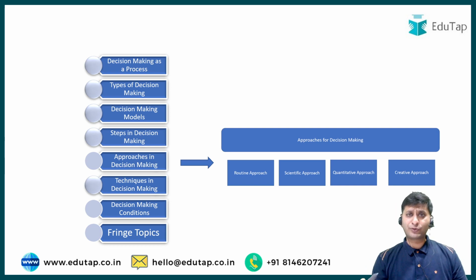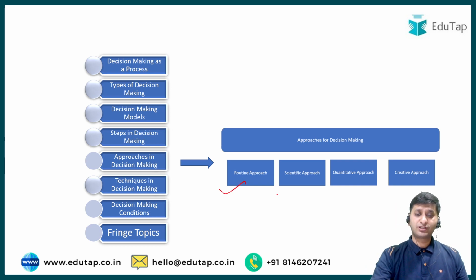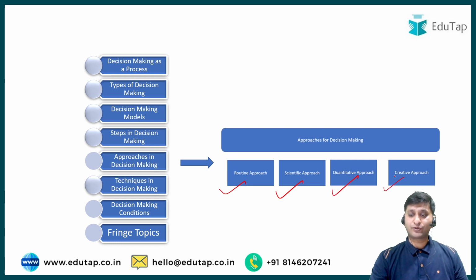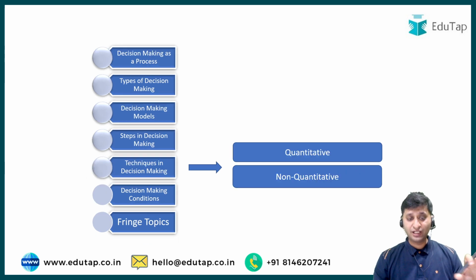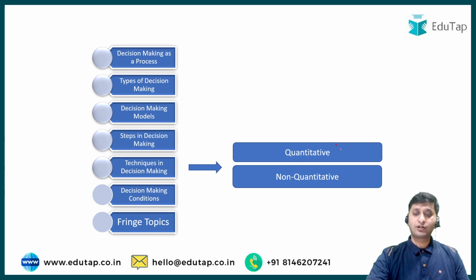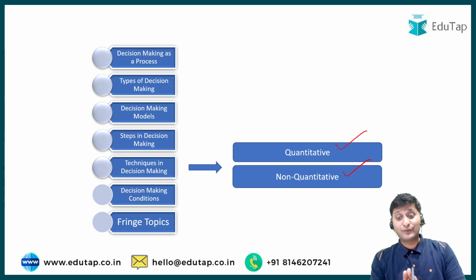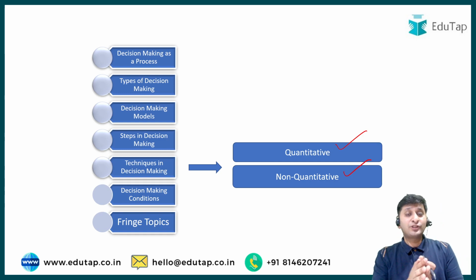So there are 4 approaches in decision making: routine approach, scientific approach, quantitative approach and creative approach. Again, read this at a basic level, there is not much to study here. Then come techniques of decision making. This is important: quantitative and non-quantitative. We have techniques like brainstorming, which is non-quantitative, and techniques like game theory, which is quantitative. So you should be knowing all those techniques in decision making.